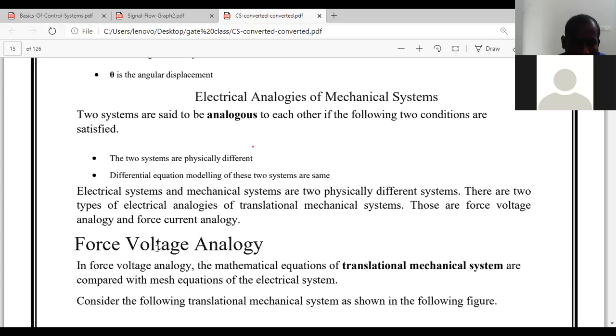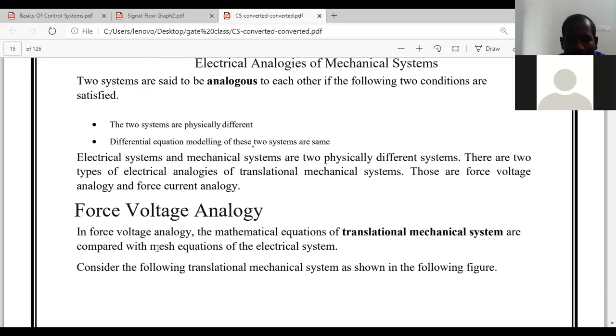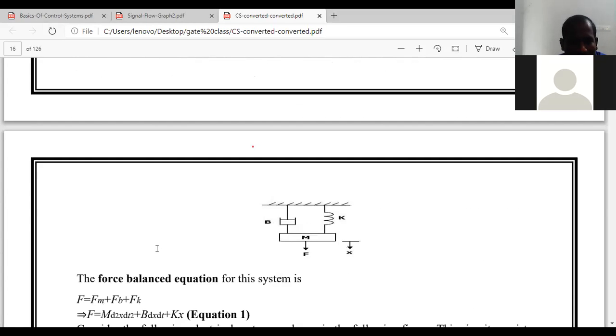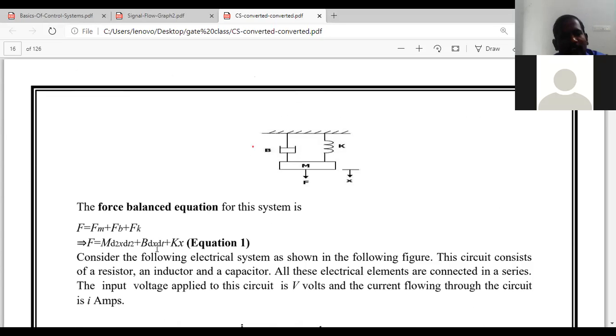We can equate the electrical system to a mechanical system in two ways. That is force voltage analogy and force current analogy. Do you remember this one? Can you remember or not? Good. So first we will see force voltage, then we will go for force current. It's very simple, one simple rule is there. Force voltage analogy.